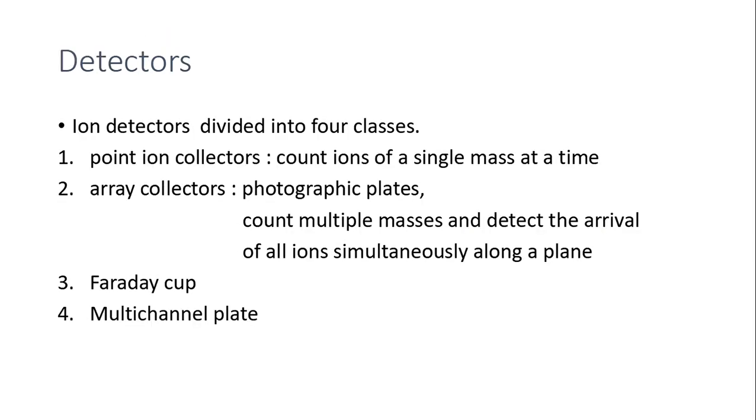Then detectors. Ion detectors are divided into 4 classes. One is point ion collectors, that count ions of a single mass at a time. Another is array collectors, that is photographic plates, count multiple masses and detect the arrival of all ions simultaneously along a plane. Then Faraday cup, another multi-channel plate. So you can go through the different books and articles to learn more about this type of mass spectrometry.